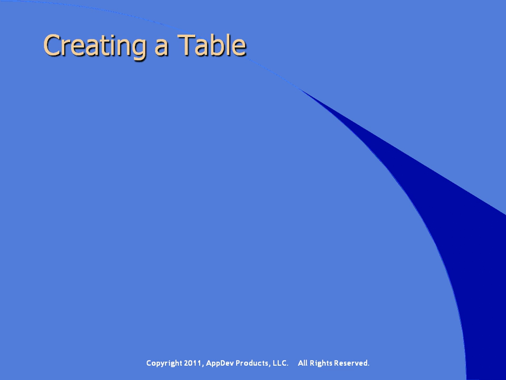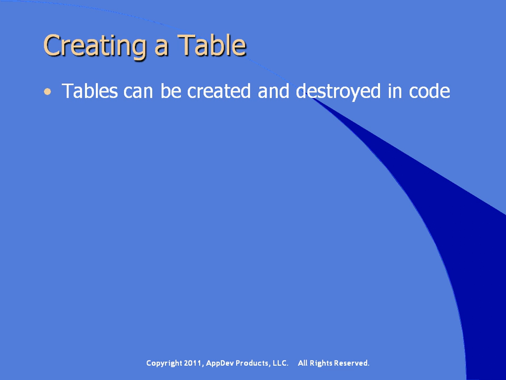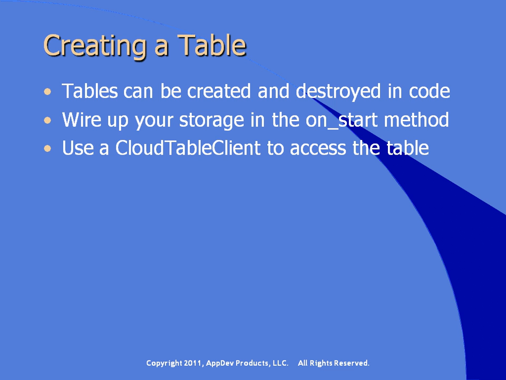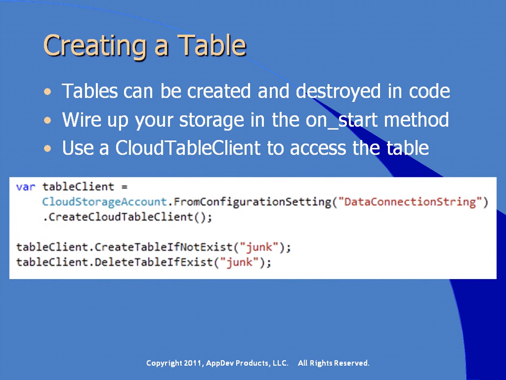Working with tables is quite simple and actually pretty easy. Tables can be created and destroyed on the fly in code, and you can wire up your storage in the OnStart method. And you simply use the CloudTableClient class to access the table and any of the entities within that table. So here's an example. We use the CloudStorageAccount to get our connection information. And once we have access to our table, we can use the CreateTableIfNotExists method to create the table. And then we can delete that table if it doesn't exist.